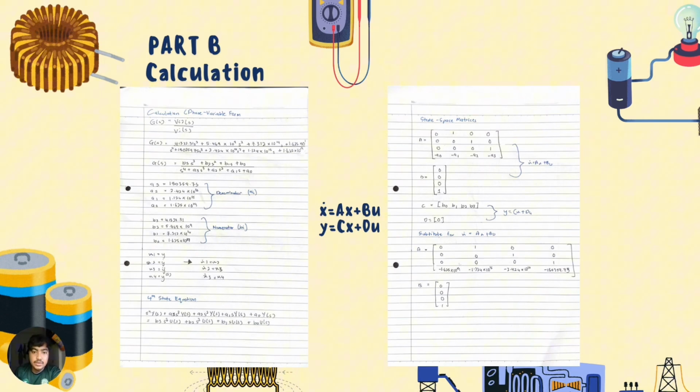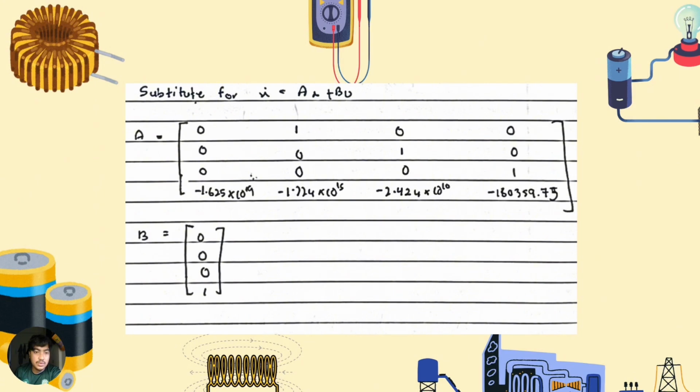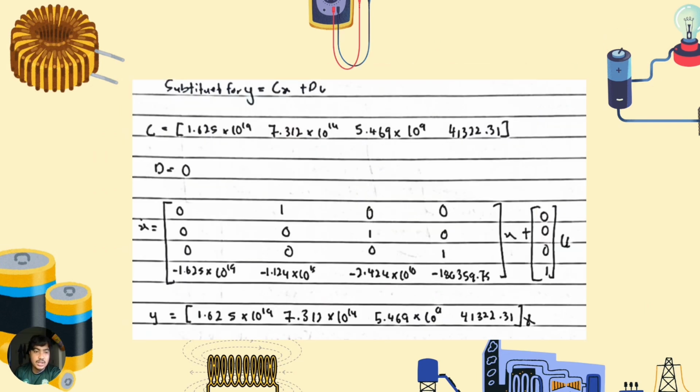So looking to the right, after we got the state space matrices, we need to substitute the values right here. Substitute the values for x dot is equal to Ax plus Bu, where we use matrix A and matrix B, as you can see right there. And then substitute for y, where y is equal to Cx plus Du. We use matrix C and matrix D. Then we got the final matrix equation, which is x dot is equal to Ax plus Bu for the first one. And then at the end, we get y is equal to Cx plus Du.